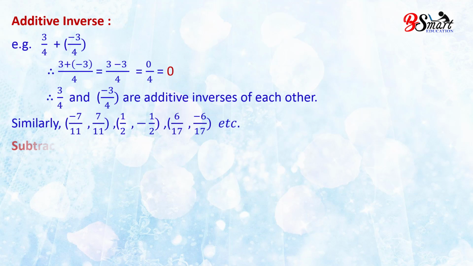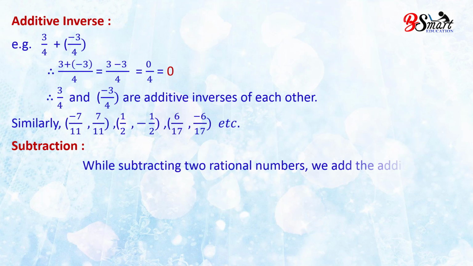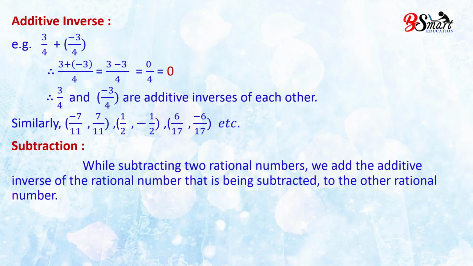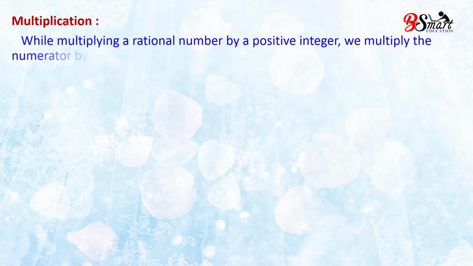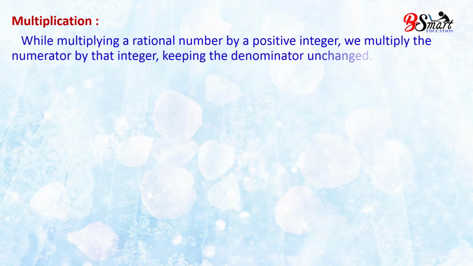Point to remember: subtraction. While subtracting two rational numbers, we add the additive inverse of the rational number that is being subtracted to the other rational number. Come to the next topic, multiplication. While multiplying a rational number by a positive integer, we multiply the numerator by the integer, keeping the denominator unchanged.